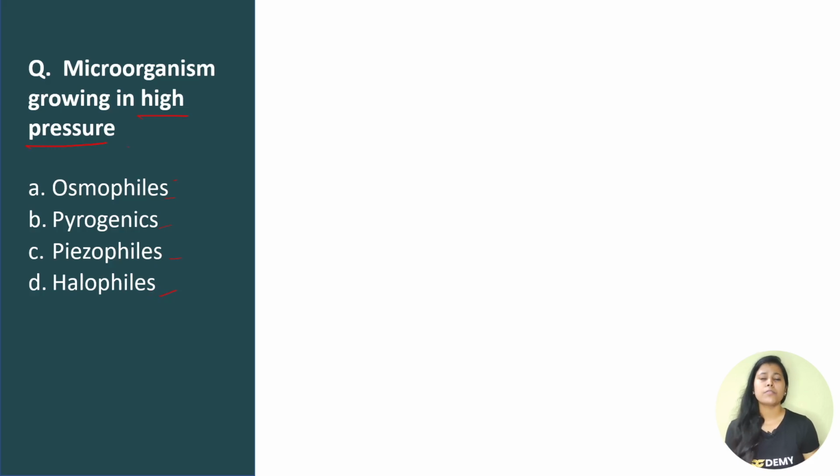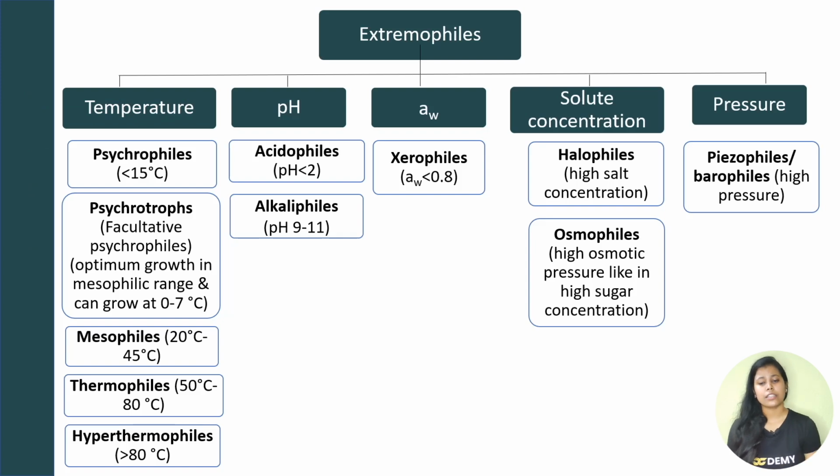There are different terms for these extremophiles. In case of temperature they have different terms, in case of pressure and water activity they have different terms. So to answer this question, we'll first understand the concept in detail. This flowchart will help you understand what different microorganisms are called when they are living in extreme conditions.